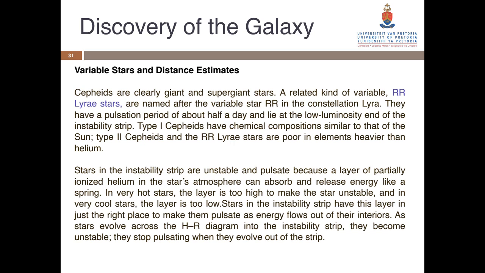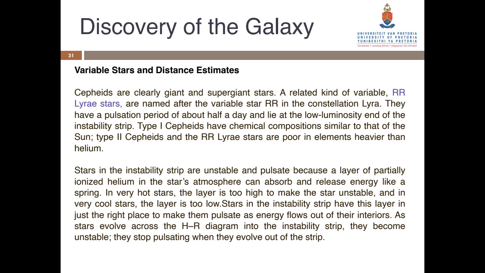A related kind of variable, the RR Lyrae stars, are named after the variable RR in the constellation Lyra. They have a pulsation period of about half a day and lie at the low luminosity end of the instability strip. Type 1 Cepheids have chemical composition similar to that of the Sun. Type 2 Cepheids and the RR Lyrae stars are poor in elements heavier than helium.